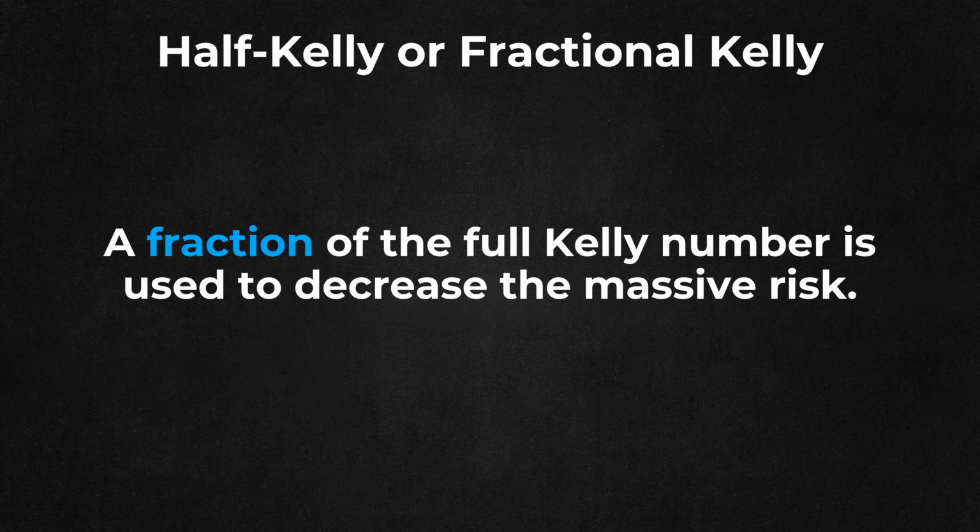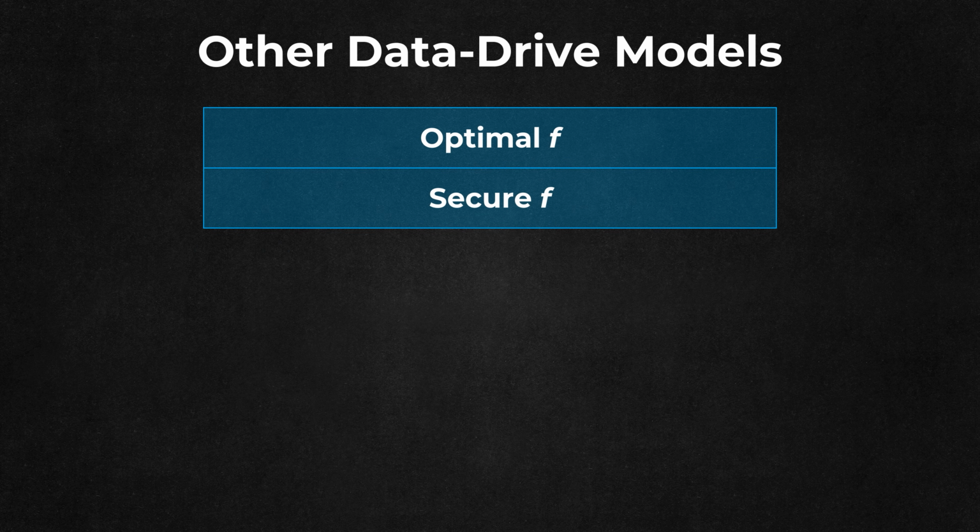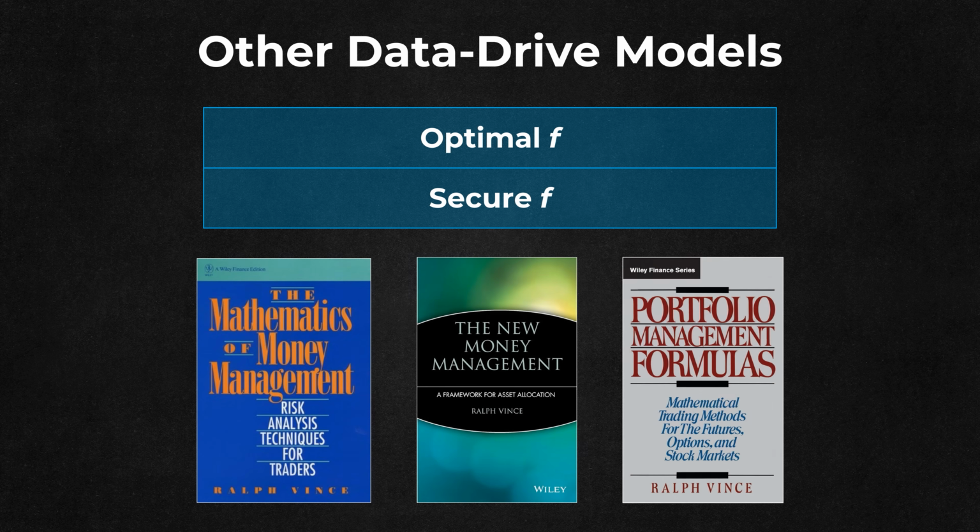Ralph Vince also proposes other data-driven methods such as Optimal F and Secure F. Optimal F is calculated directly from your historical trade results to find a fraction of capital that would have maximized the geometric growth if those results repeated. Secure F also uses the same historical data, but it applies an additional constraint, essentially adjusting the fraction downward to account for risk tolerance, drawdowns, or capital preservation objectives. These are more advanced methods, so we're not going to look into them in this guide. If you want to investigate them, you can find more about them in Ralph Vince's books.